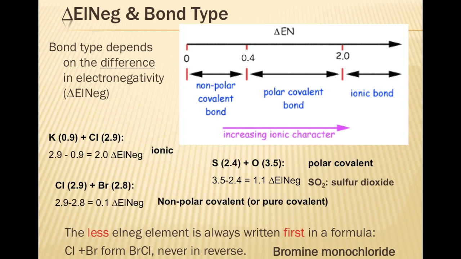Just to talk again about the naming, if we look at the electronegativity difference, since sulfur is less electronegative, it comes first. So sulfur dioxide is the name of this compound. And then also in the formula, it comes first. So sulfur always comes before oxygen in a formula. And again, this is just for consistency, so that everyone names the compound the same way.